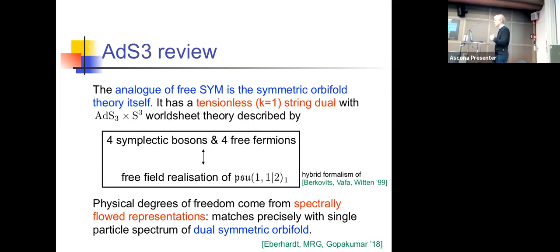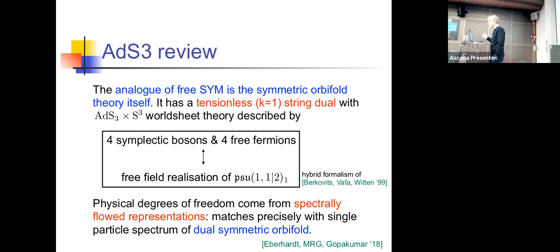So, for example, SU(2) at level 1 is equivalent to a free boson. And in the very same spirit, what one can show is that PSU(1,1|2) in fact has a free field realization in terms of 4 symplectic bosons and 4 free fermions. And I'll explain in more detail later on exactly what I mean by that. So this is a very specific worldsheet theory, and you have effectively a description in terms of free fields. So this is a theory where you can calculate anything you ever want to calculate. And the claim is that this worldsheet theory, if you treat it as a standard worldsheet theory, if you calculate the physical space-time spectrum, that you reproduce exactly the single particle degrees of freedom of the symmetric orbifold theory.